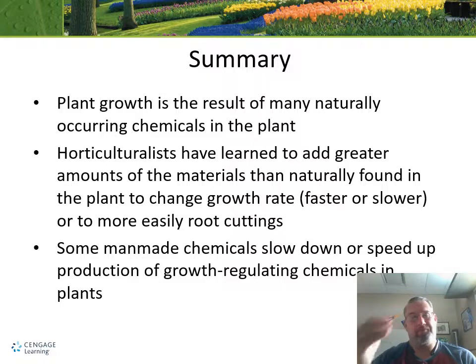In summary, plant growth is the result of naturally occurring chemicals. Again, they can be mimicked by other chemicals. We've learned to change the growth rate of plants. We manipulate the growth rate of plants to fit our needs, especially in the golf course industry. This is something very vital and definitely need to understand how this process works. Again, this is something that we get into more in pesticides, but here is a basic overview of the things that you need to know about plant growth regulators.